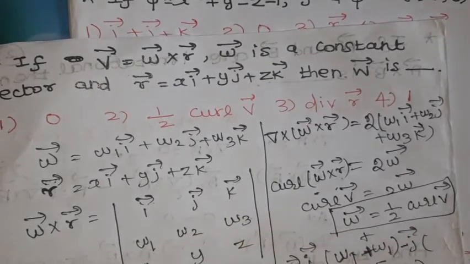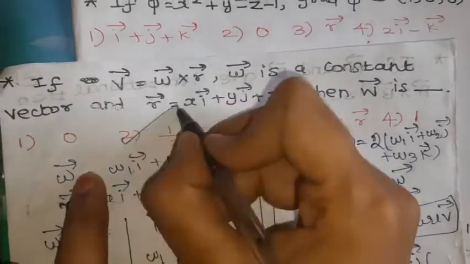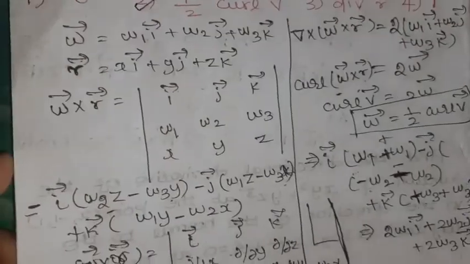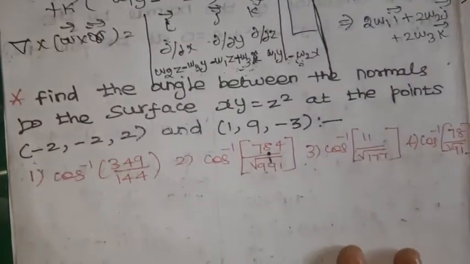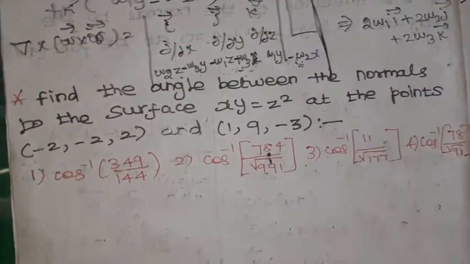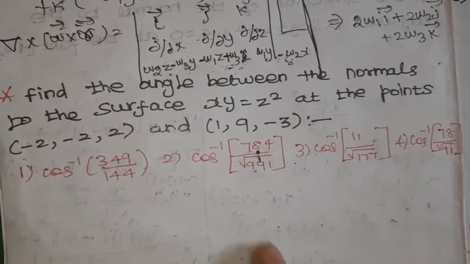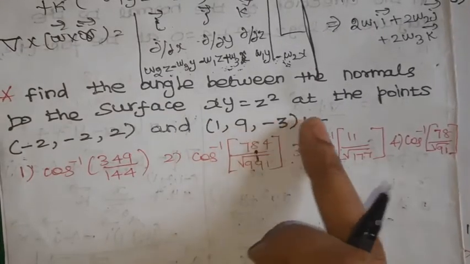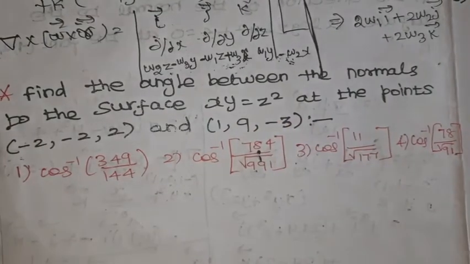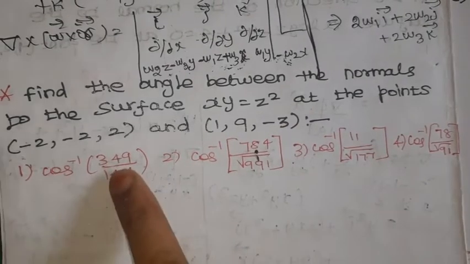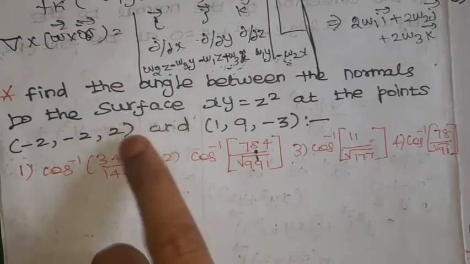Okay, half curl V. So this is the answer for this problem. Half curl V is the right answer. Okay, move on to the next problem. Find the angle between normals to the surface xy equal to z squared at the points given. Two points are given. We are going to find the normals to the surface.